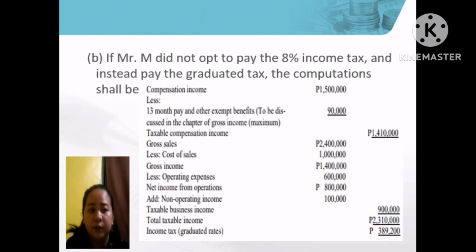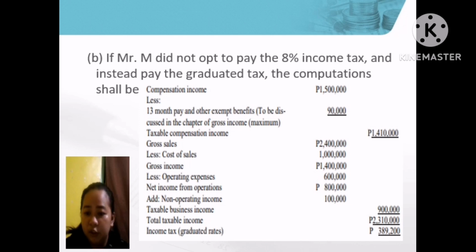Still in rule number 2, under the mixed income earners, column B, now if Mr. M is not gonna pay for the 8% income tax, instead ang babayaran niya po ay yung graduated tax, ang magiging computation po natin is ating compensation income, which is yung 1,500,000, ibabawas po ulit natin doon yung ating mga 13th month pay and yung iba pang mga exempted benefits natin, which is yung tulad din po sa letter A na 90,000 pesos.